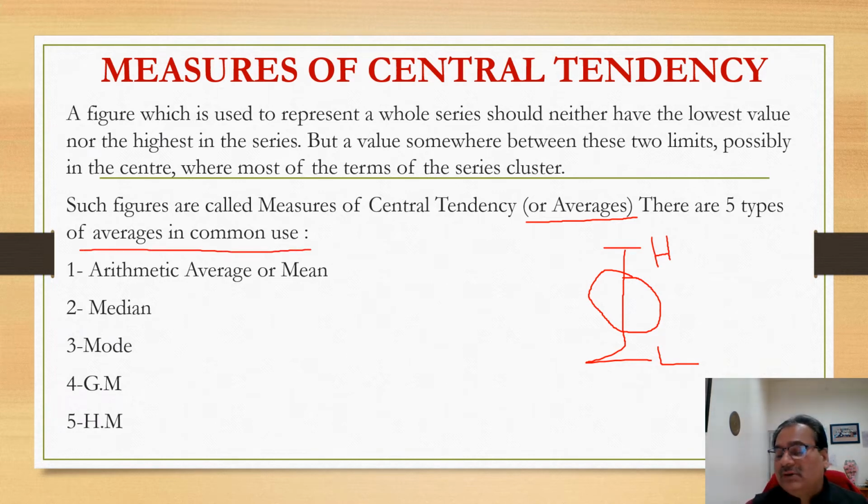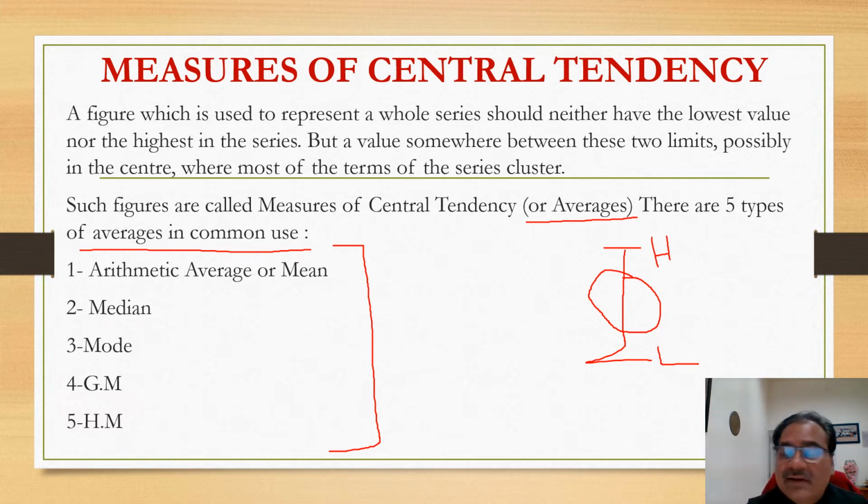So whatever you have studied until now, you have already gone through 5 categories of averages. The first average you know from your school level, that is arithmetic mean, or we can say arithmetic average. Second is median, third is mode, fourth is geometric mean, and fifth is harmonic mean. So you already know all these 5. Let us look at a few of them which are necessary.